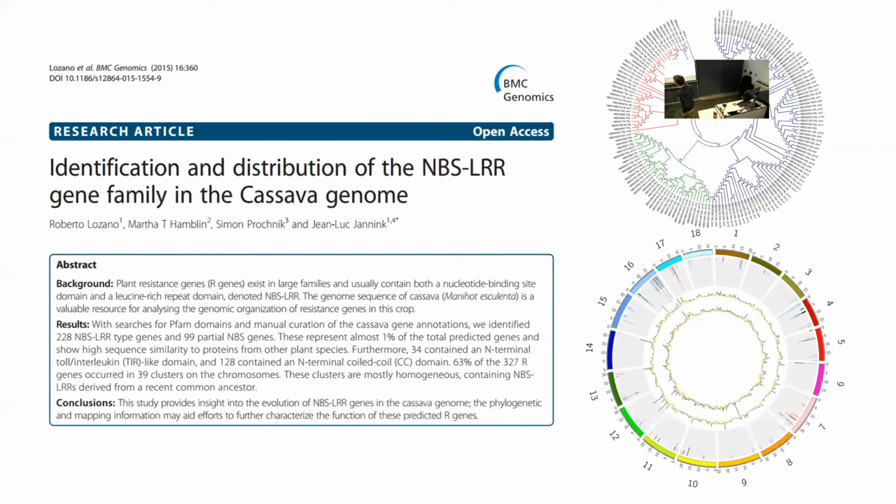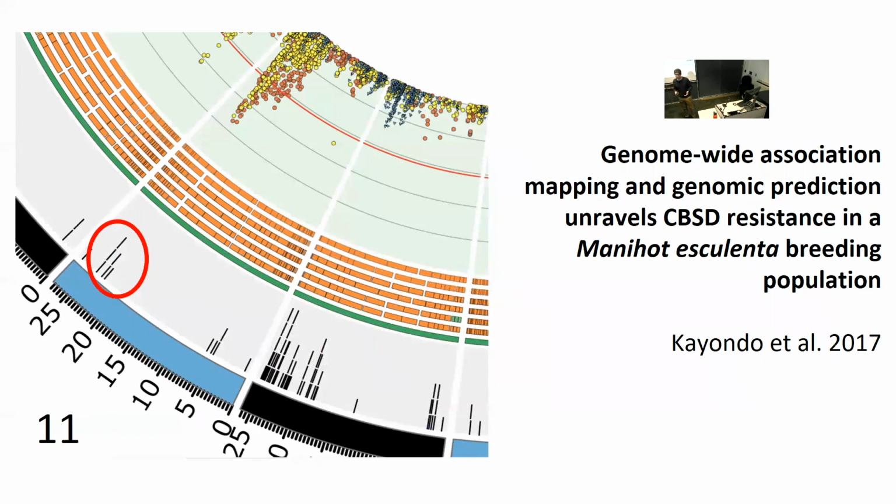So we identified this family of genes, the NBS-LRR family, that is known to be the biggest resistance gene family in plants. We did some phylogenetics, and most importantly, we mapped them to their positions on the 18 chromosomes of cassava. And this data later helped other scientists to make sense of their GWAS results. For example, this is a publication by Ismail Kayondo, a collaborator in Uganda. He found a couple of QTLs for cassava brown streak disease, that's a disease in cassava. One of them being in chromosome 11, and you will have to believe me here, but if you zoom in here on the peak, it colocalizes nicely with a small cluster of NBS-LRR genes.